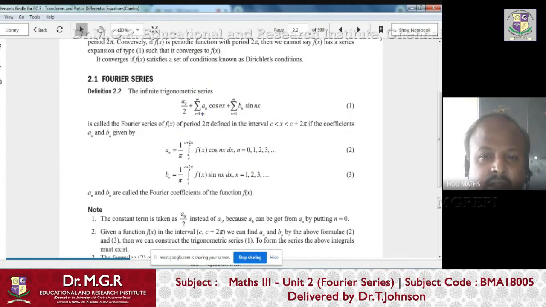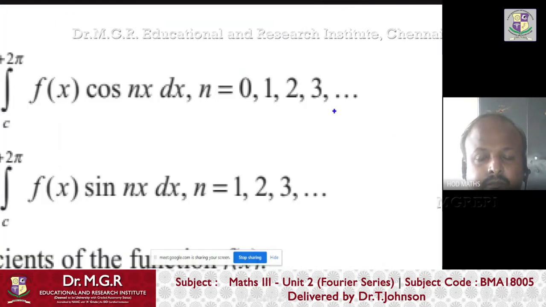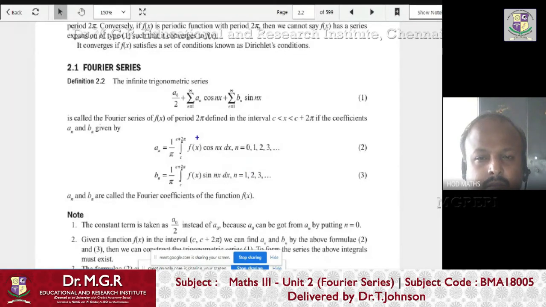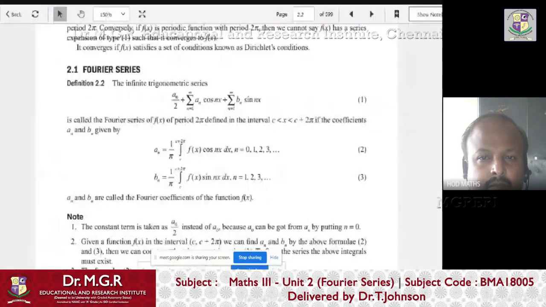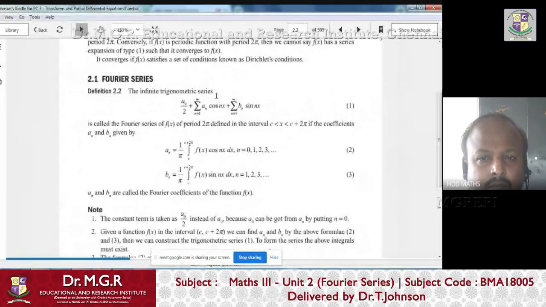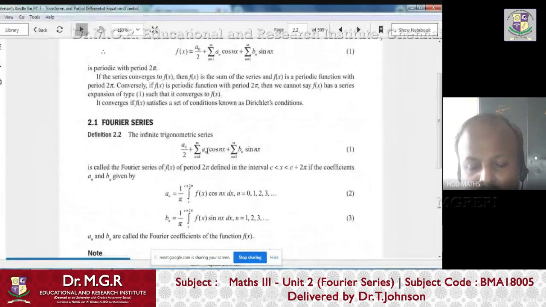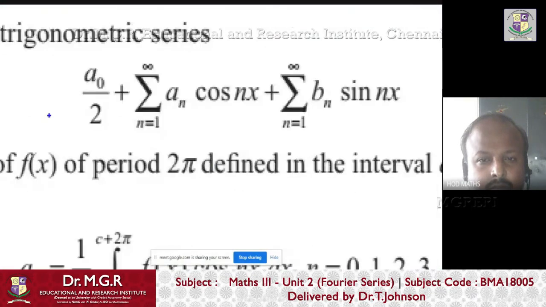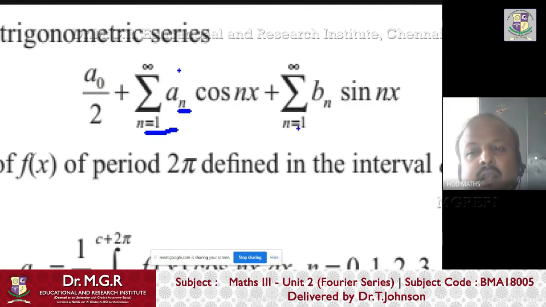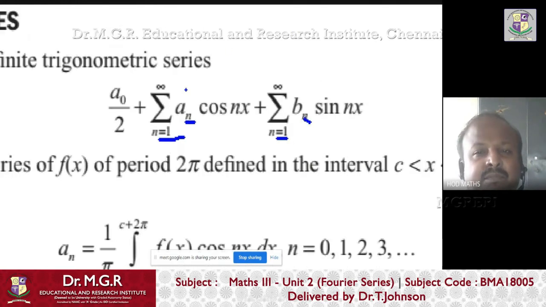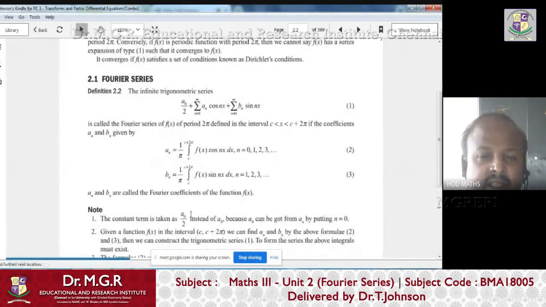You may ask, sir, here n varies from where to where? Here n varies from 1 to infinity, because we already found a naught. Now this is a1, a2 up to a infinity. And here also n varies from 1 to infinity, but there is no b naught. Where is b naught, sir, you may ask. Because b naught doesn't exist.